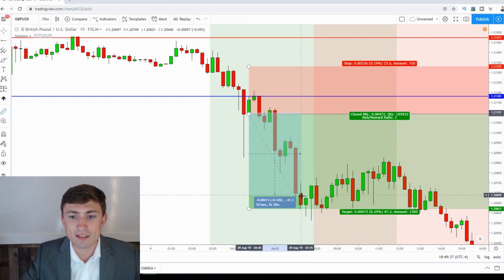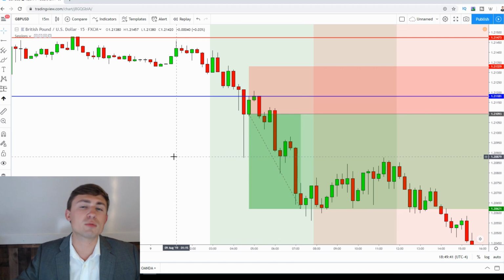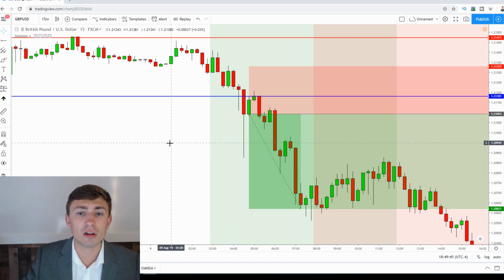How many bars was this? Let's see. That was 10 bars, right? 10, 15-minute bars. We were out of the trade. We're done for the day. Fantastic little trade there on the London breakout, right?